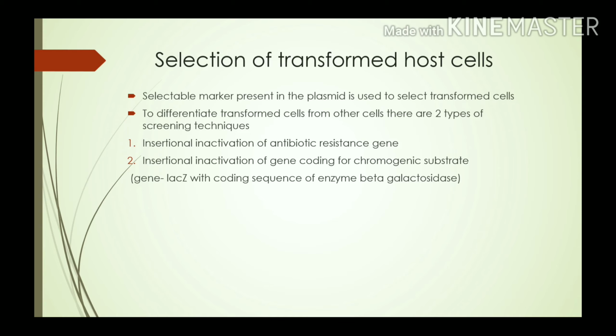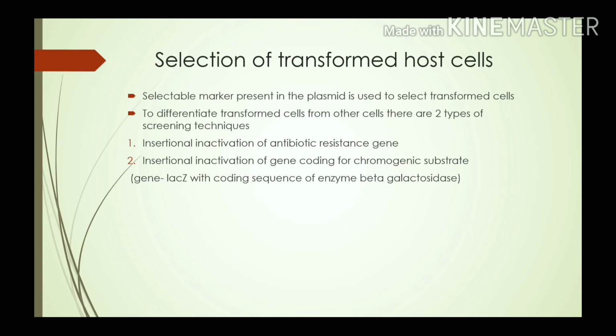Selection of transformed host cells. Selectable marker present in the plasmid is used to select the transformed cells. So we know that a plasmid has three features. One is selectable marker, origin of replication, and multiple cloning site. So these three features a plasmid must have.